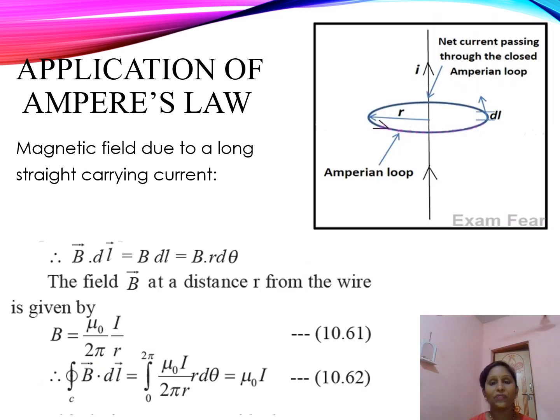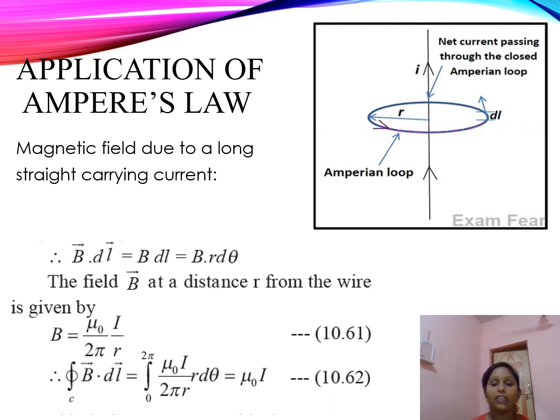Application of Ampere's law. Magnetic field due to a straight current carrying wire. For a straight current carrying wire, we have considered an Ampere loop of radius r. We have taken an element of length dl, where the magnetic field is to be determined. B vector dot dl vector is equal to B dl is equal to B r d theta. d theta is nothing but the angular displacement, which can be calculated as dl divided by r. So dl is equal to r d theta.